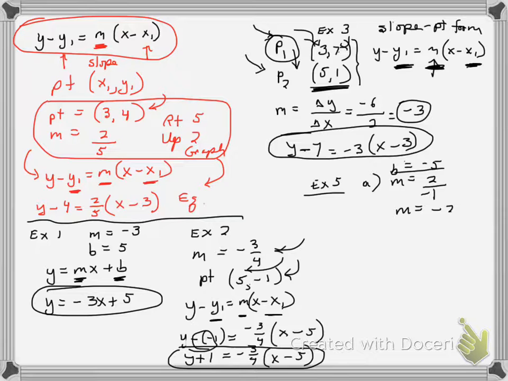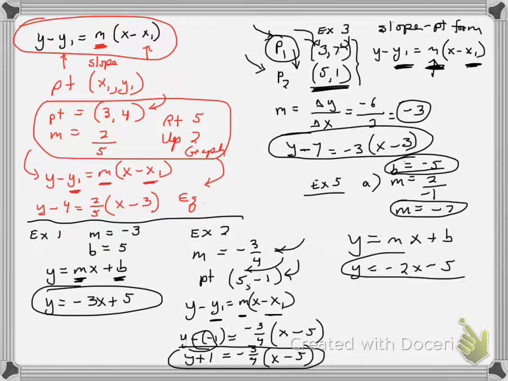Okay. So now I have my slope and my y-intercept. So I would just use the y-intercept form. y equals mx plus b, plugging in, y equals negative 2x, and b is negative 5, just like that. Let's go to the next one.